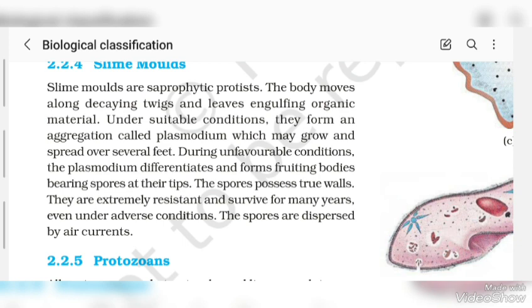The spores possess two walls. They are extremely resistant and survive for many years, even under adverse conditions. The spores are spread by air currents.